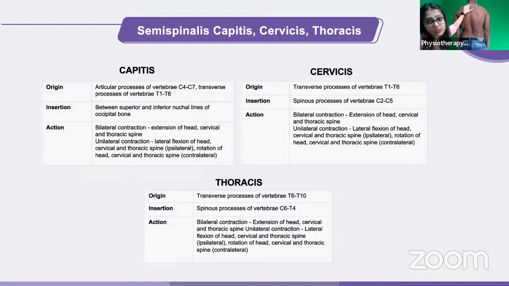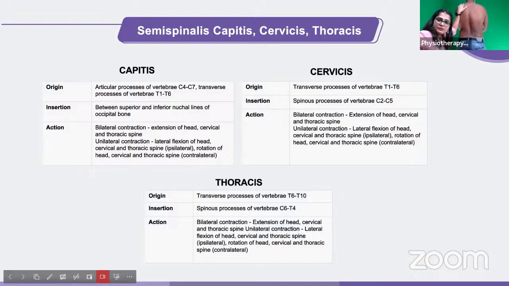Why is it known as semispinalis? What was the difference from spinalis? The major difference is that spinalis majorly involves the spinous process. It has origin in the spinous process and gets inserted in the spinous process. Semispinalis means it starts from the transverse process and gets inserted into the spinous process. It starts like this, and it will get inserted like this. Okay, so semispinalis. Next muscle.